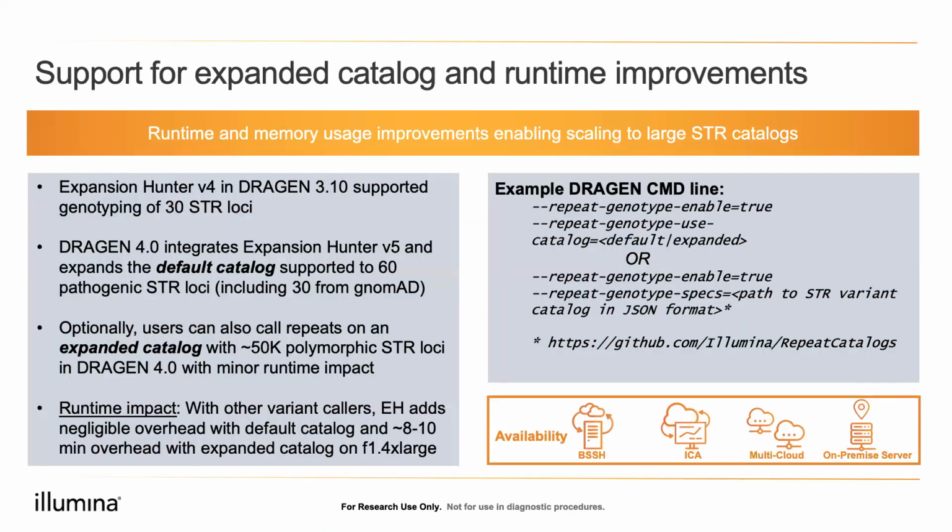So this support for the expanded catalog is really enabled because of some runtime and memory usage improvements, so that we can now look at a much larger STR catalog. The default catalog increases from about 30 to 60 loci. I'll show some details about that on the next slide. And then optionally, users can call repeats on this expanded catalog with 50,000 polymorphic STR loci with minor runtime impact. So it takes about 8 to 10 minutes of additional runtime compared to running the default catalog.